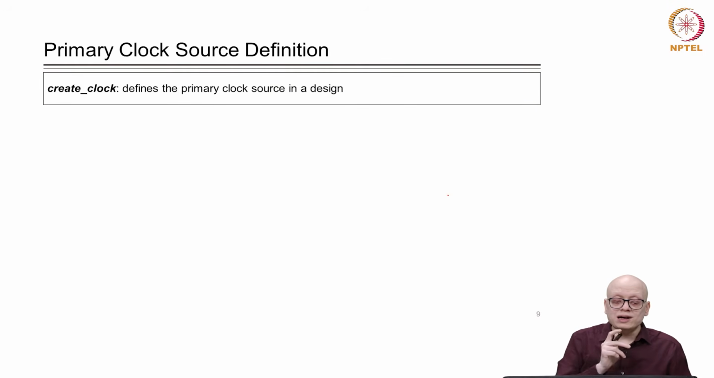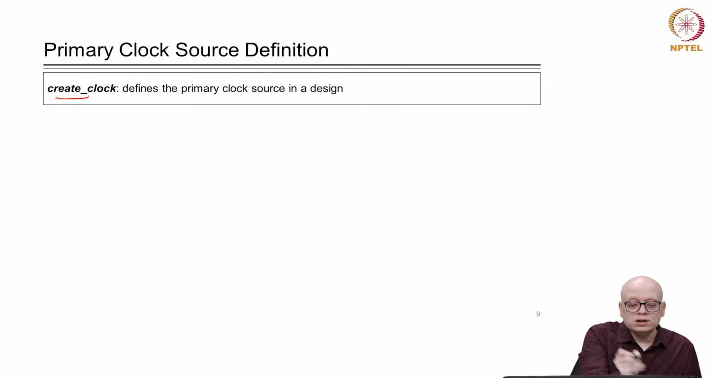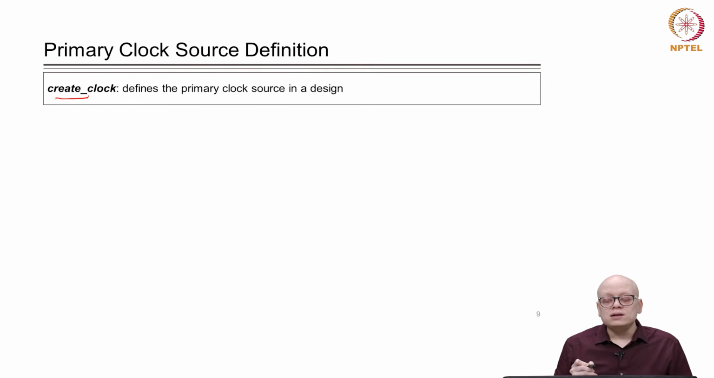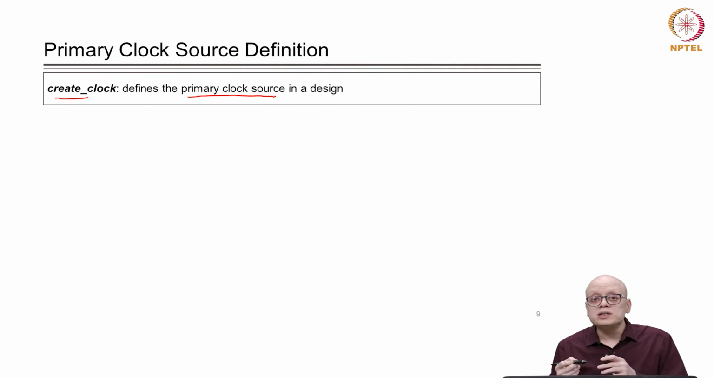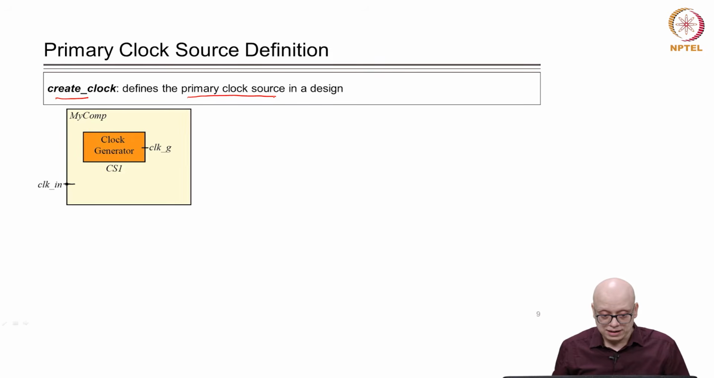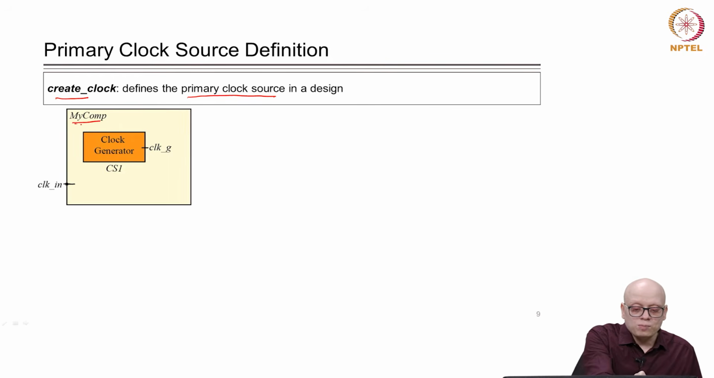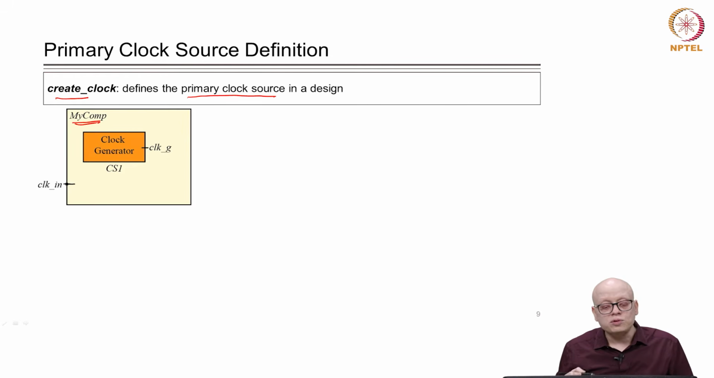So, we use the command create_clock to define the primary clock source in our design. The primary clock source in our design is defined using the command create_clock. Suppose this was our design. The name of the design is mycomp. Now, let us see how we specify or write the SDC file for it, so that we provide the definition of the primary clock sources.